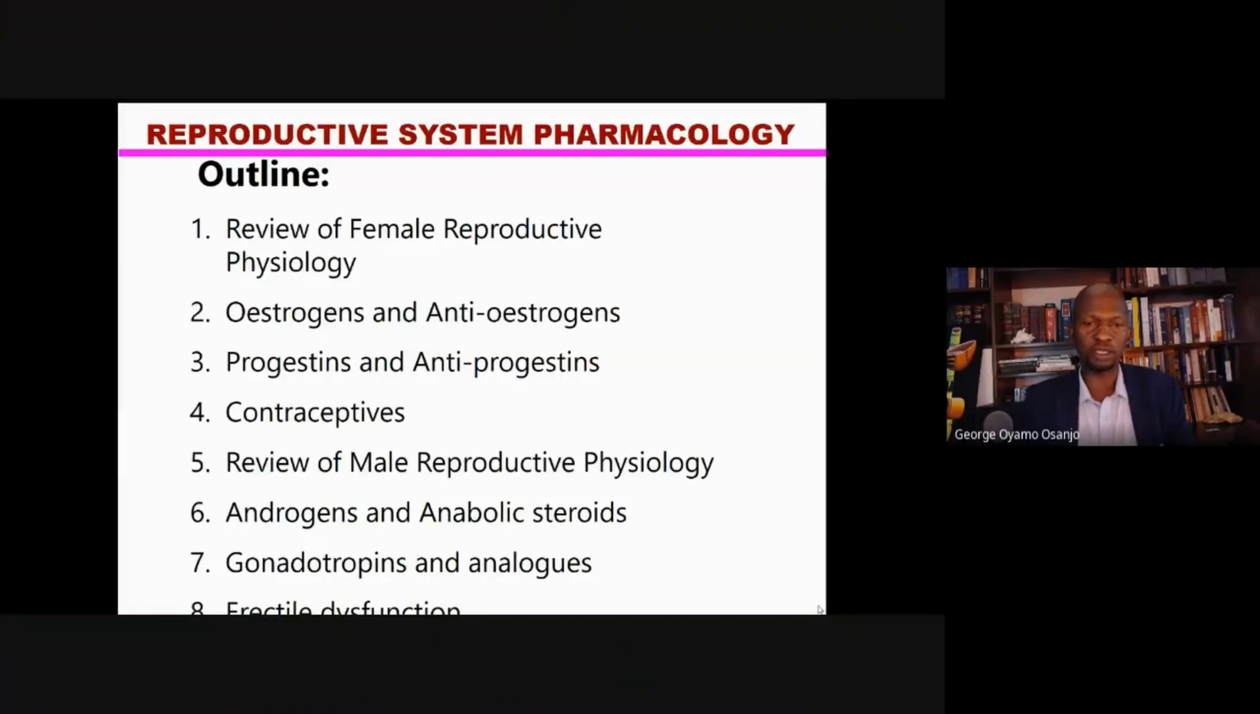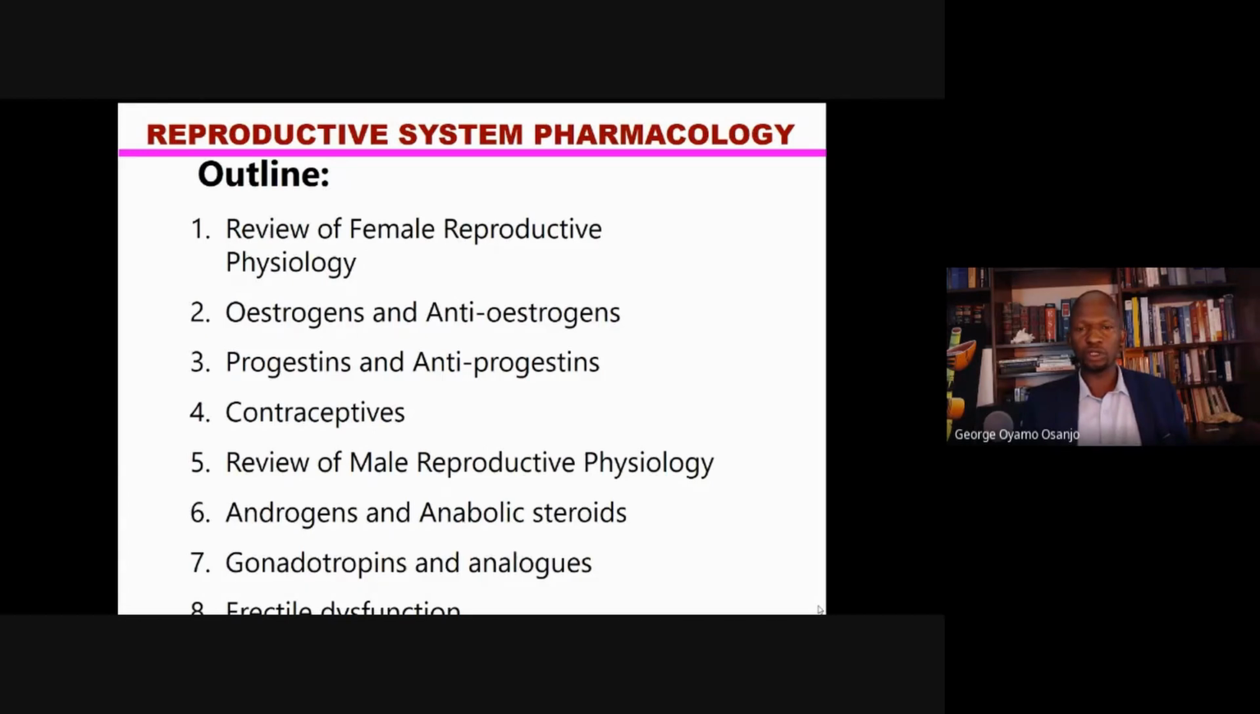In this first lecture, we'll review female reproductive anatomy and physiology. In the next lecture, we look at estrogen and anti-estrogens, followed by progestins and antiprogestins, then drugs used in hormonal contraception. We'll then turn our attention to the males and look at the male reproductive anatomy and physiology, androgens and anabolic steroids. Then we focus on gonadotropins and analogs, and eventually erectile dysfunction.